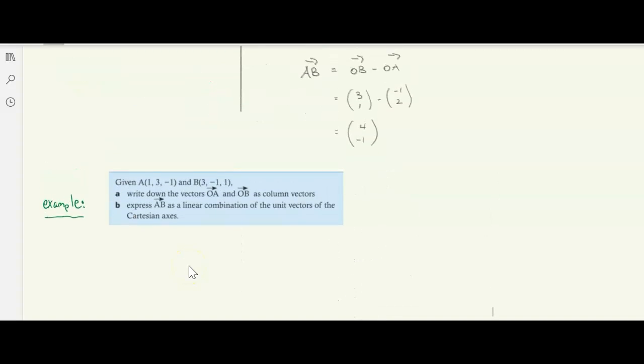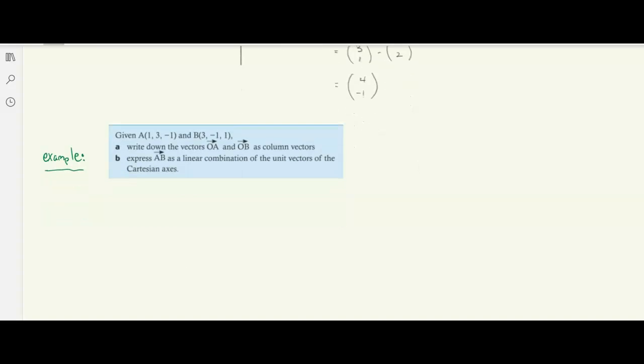Okay, we're going to do this example. In fact, I'd like you to pause the video at this point and do this one yourselves. It's a 3D version of what we just did. So given these points in 3 dimensions, write down the vectors OA, OB as column vectors, and then we're going to write AB as a linear combination of the unit vectors. So that's using i, j, and k. So see if you can do that. Pause the video. I'll see you in a minute.